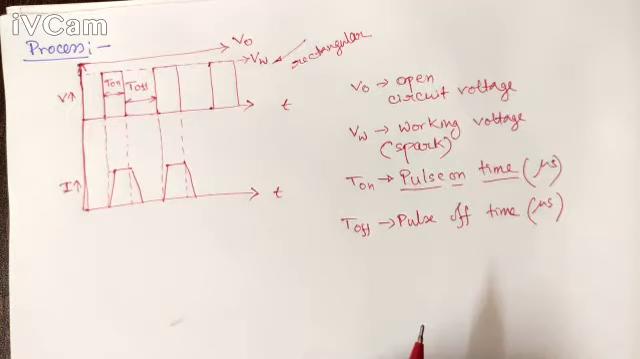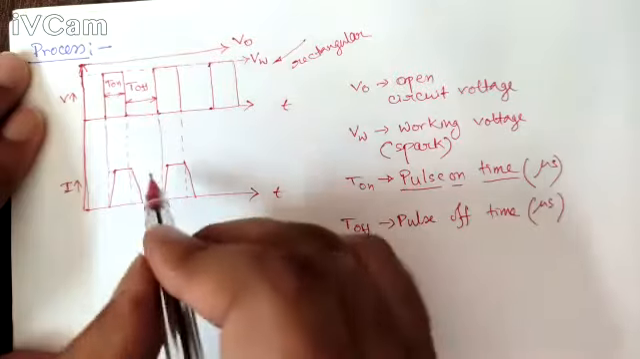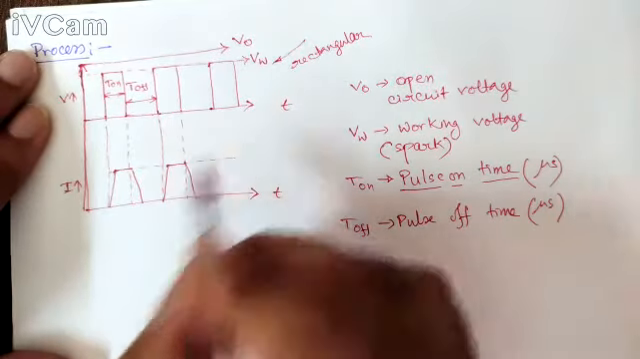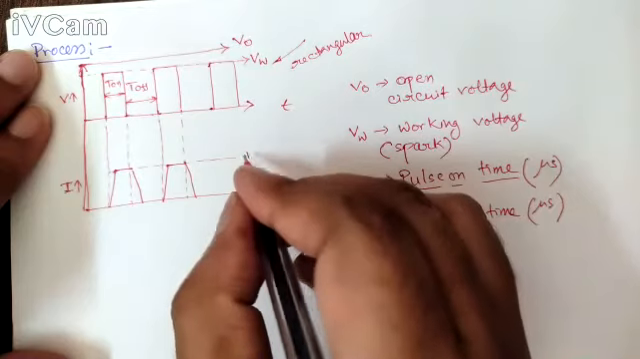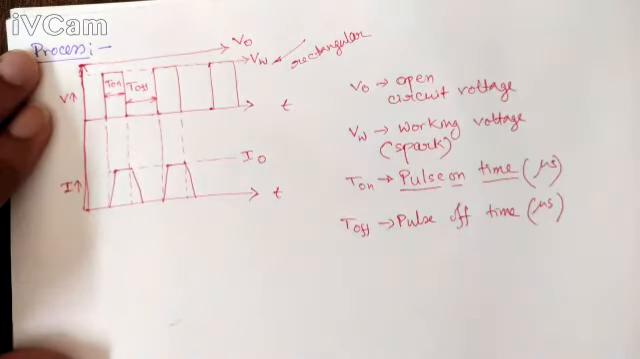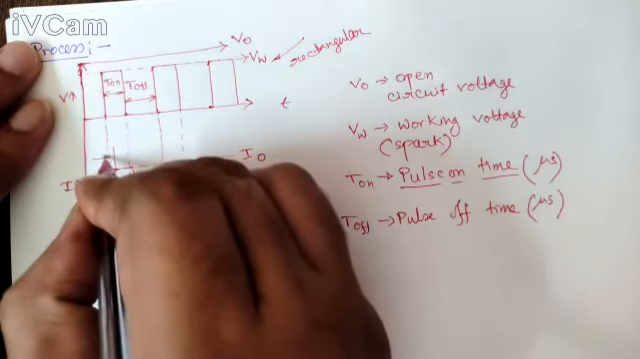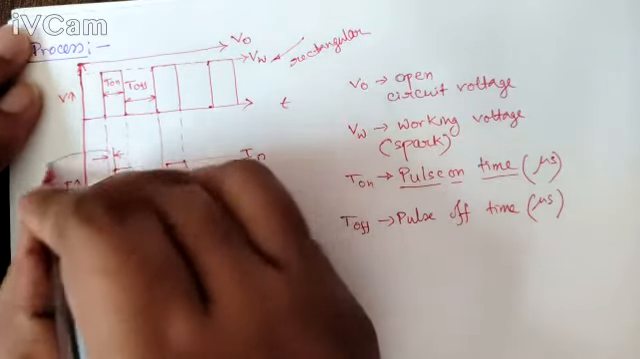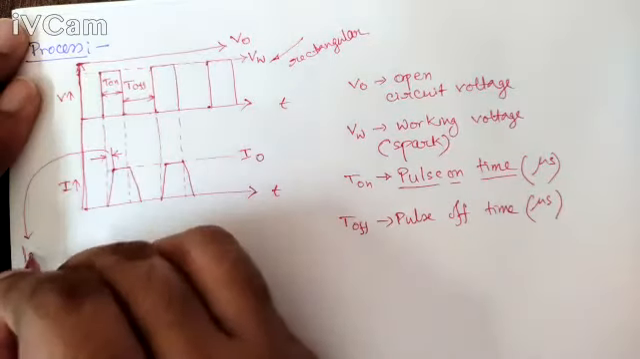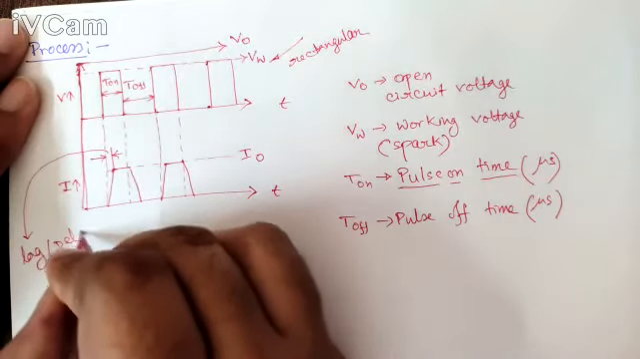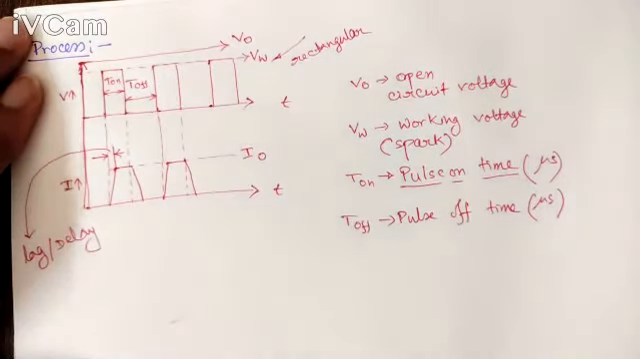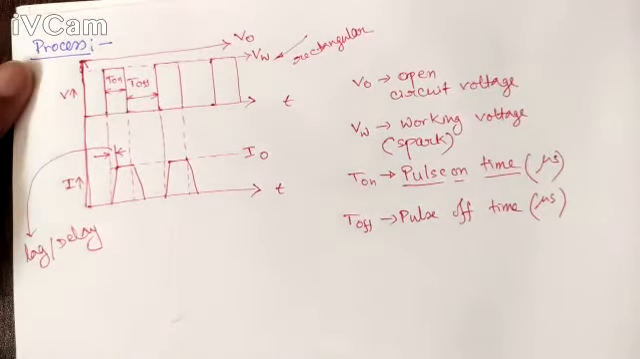So this is about voltage. Now coming to current, we will be having some open circuit current, which is denoted by IO. And here, as I mentioned, we will be getting some delay or lag. This portion is known as lag or delay.